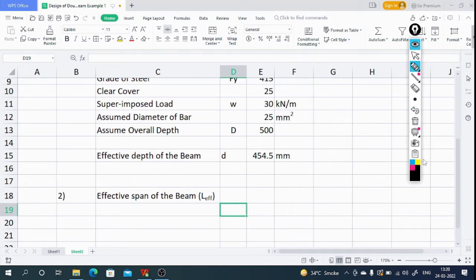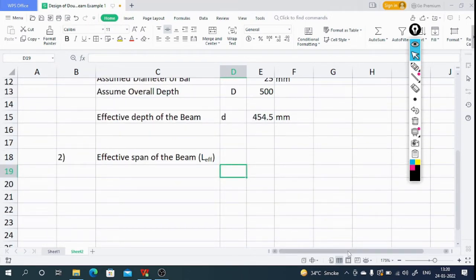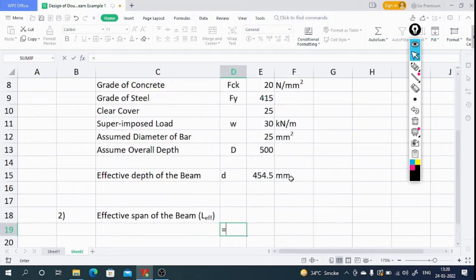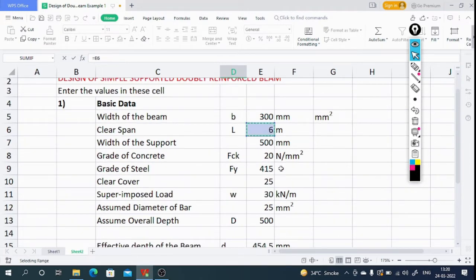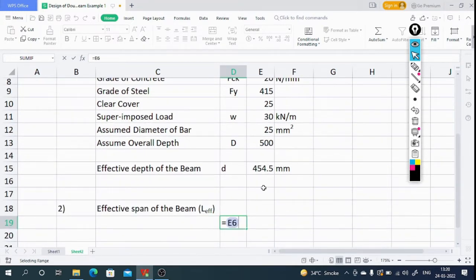Now we will see how to incorporate this in the Excel. First is clear span. Clear span is in meter plus effective depth. You see, effective depth is in mm. We need to convert mm into meter. We can do that: effective depth divided by 1000. We'll get some value. This is the effective span by the number one formula.